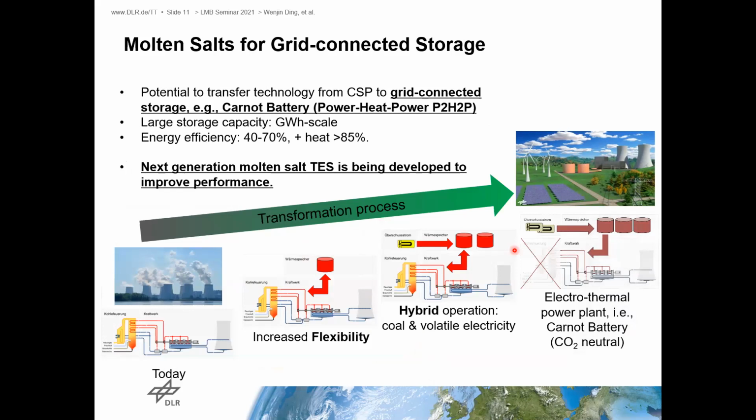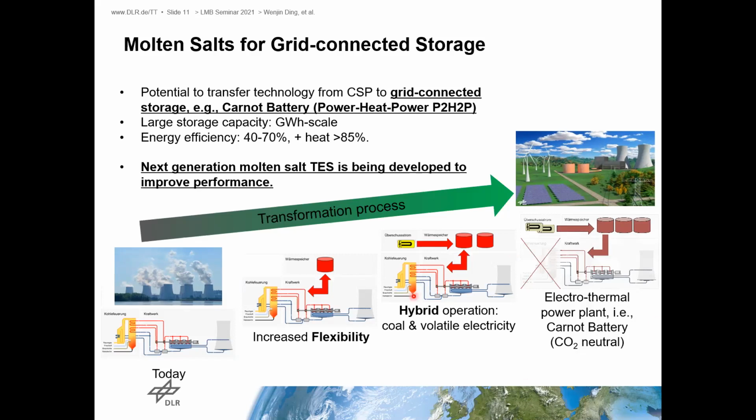Compared to other technologies, it has very large storage capacities. It can be gigawatt hour scale, and the energy efficiency can be higher than 40% and up to 70%. And if we also use the heat, the overall energy efficiency can be more than 85%.